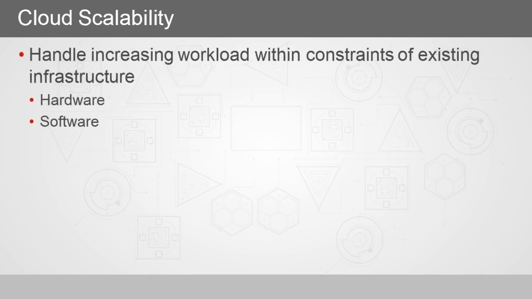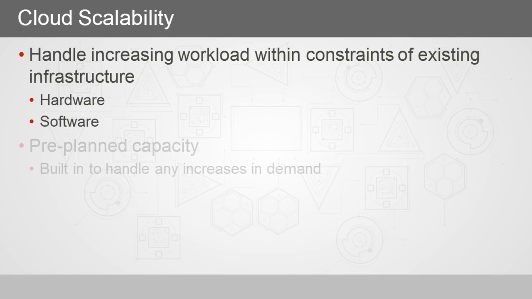So handling an increased workload means working with the constraints of the existing infrastructure. If we've maxed out the underlying hardware or software resources that support an application, so we can no longer scale vertically, what we could do is scale horizontally by adding multiple nodes or EC2 instances to support an increased workload. We have to think about pre-planned capacity that is available to support these changes in the workload.